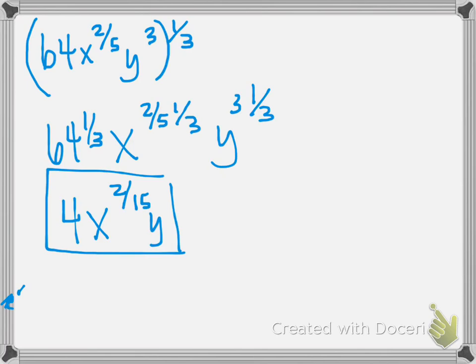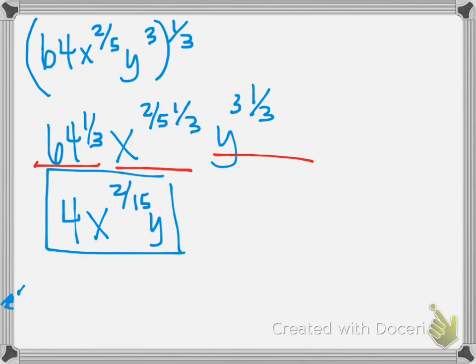So here's what you have to do. You have to do every part to the 1/3 power. You have to do 64 to the 1/3. You have to do x to the 1/3, and then you just multiply 2/5 times 1/3. And then you have to do y. It was y cubed to the 1/3.